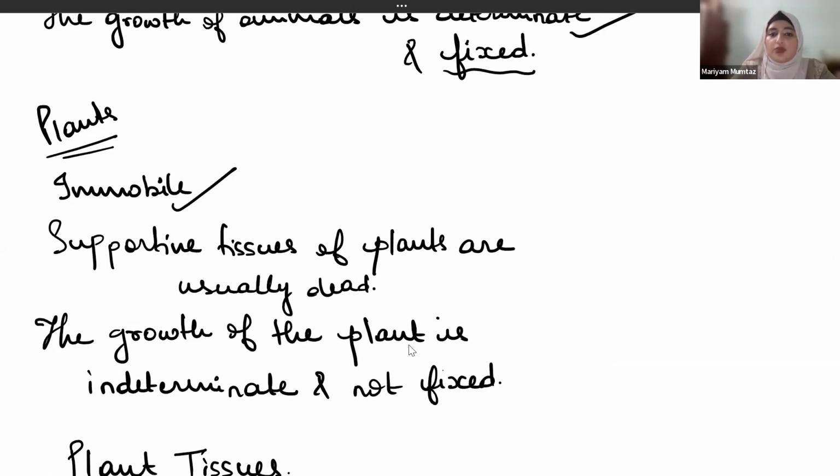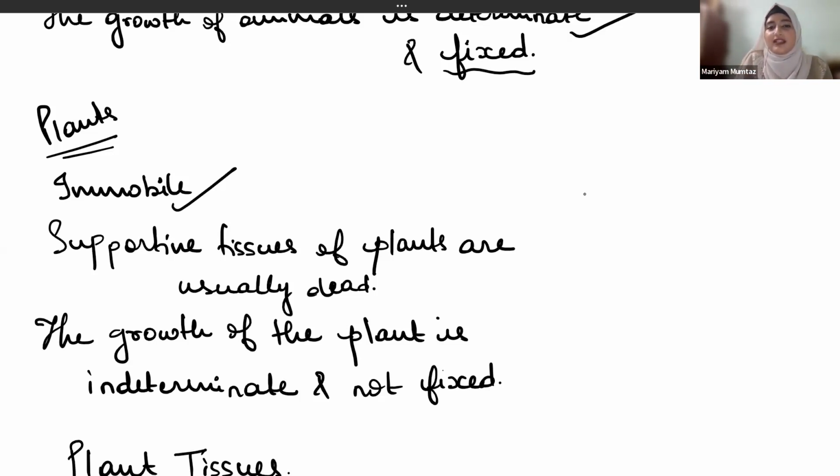So the supportive tissues of the plants are usually dead. And they are dead because of one more reason. For example, if this is the soil, the plants have to stand upright from the soil, isn't it? They can't go beneath the soil. The roots are there beneath the soil, but the body of the plant is always above the soil. And it has to stay upright, meaning it has to stay straight. So this is the reason why many of the tissues of the plants are usually dead, because as soon as the tissues become dead, they provide mechanical and structural support.